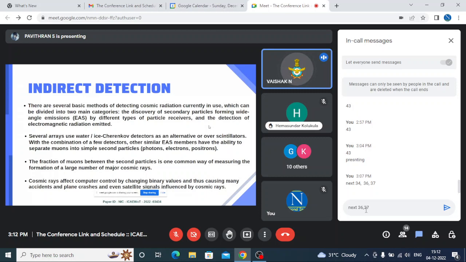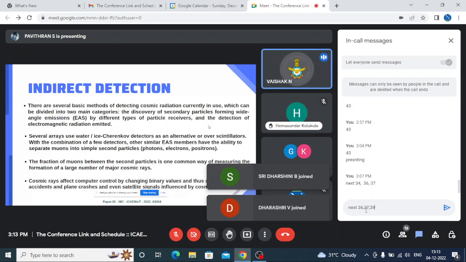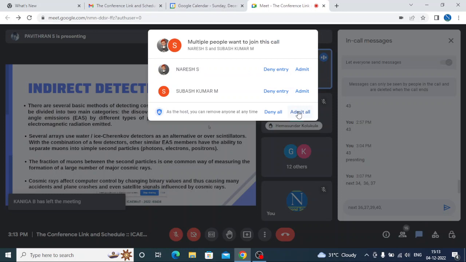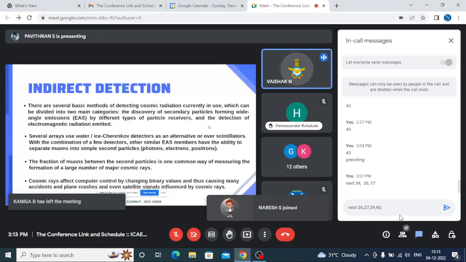However, they are unable to distinguish background effects from cosmic rays, unlike the telescopes called Cherenkov telescopes. Cherenkov radiation detectors use water, especially the ice Cherenkov detectors. Now, with the combination of these detectors, other EAS members, or the wide-angle emissions, can be detected. Next slide.